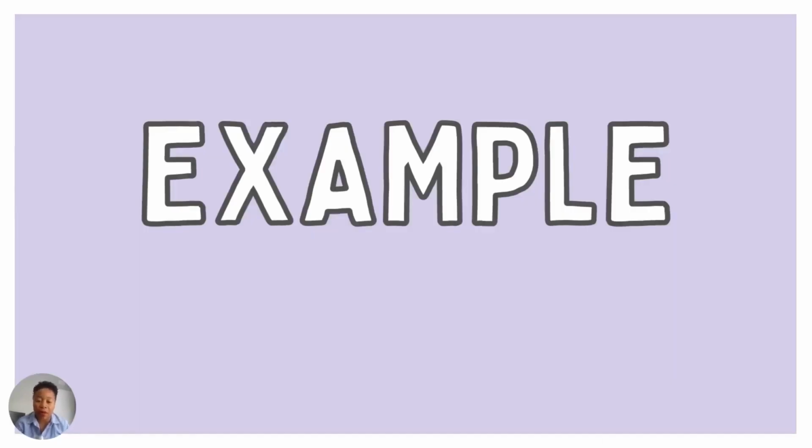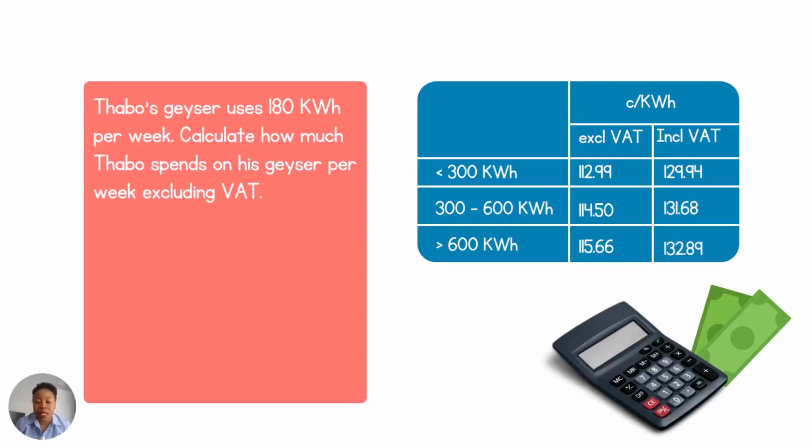So let's look at an example of how we calculate total cost. The question says, Tabo's geyser uses 180 kilowatt hours per week. Calculate how much Tabo spent on his geyser per week, excluding VAT. So we are given a tariff table there, and we are told in the top part that these prices are in cents per kilowatt hour. So that already tells you that after calculating, you need to then convert to get your answer in rand, because people normally pay in rand as opposed to cents.